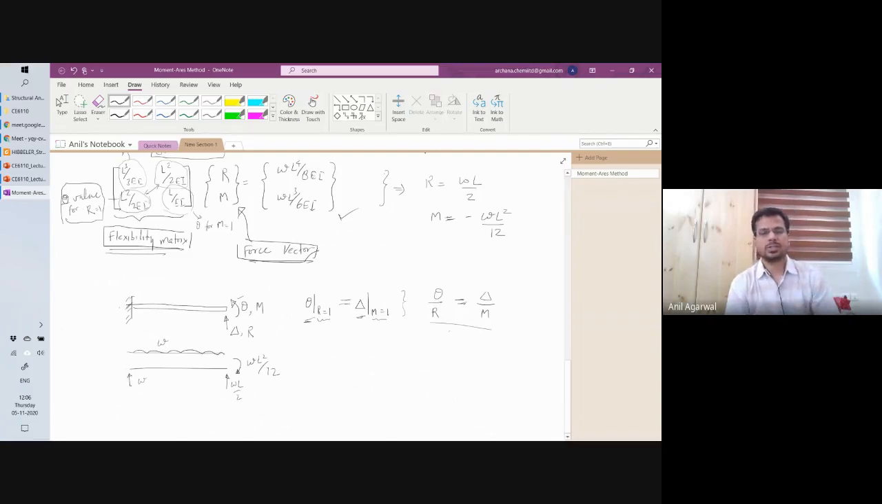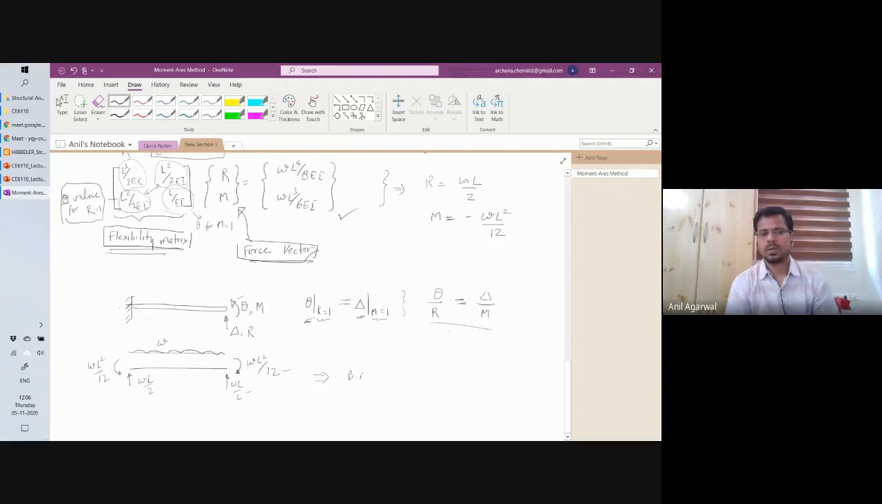So you get the reaction, R1 you can call it, for the three cases: when the W was acting, the second case when WL by 2 R was acting, and the third case when M was acting. Substitute these values in the respective cases, then you will get this value. So this will be WL by 2, and this will also be WL square by 12.